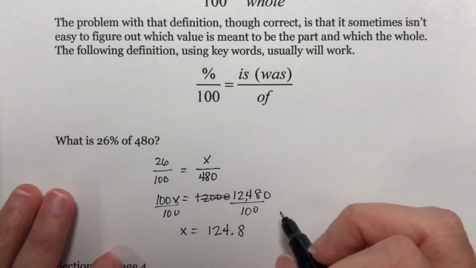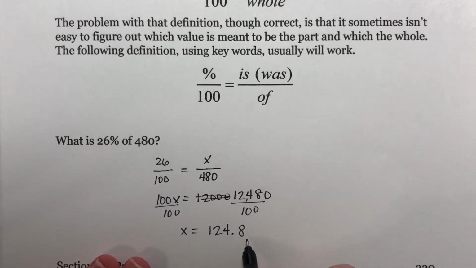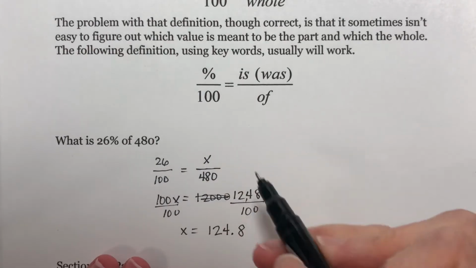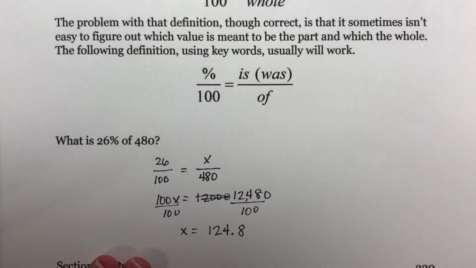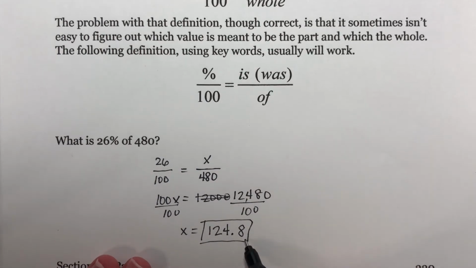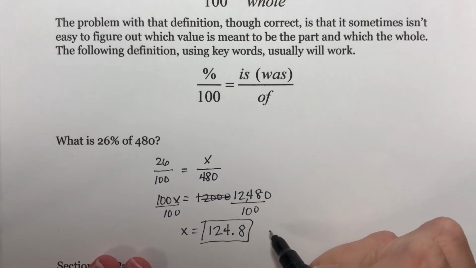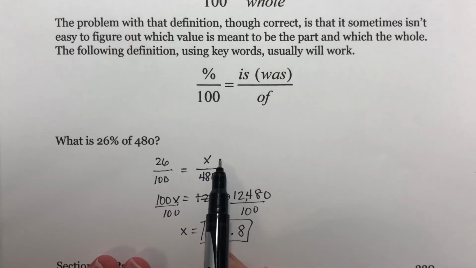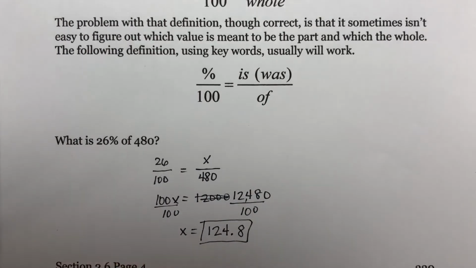Okay, so 124.8 is 26% of 480, and this is what we're looking for. Notice that our answer does not have a percent sign on it because we were not asked to find the percent. That sign ends up being very, very important.